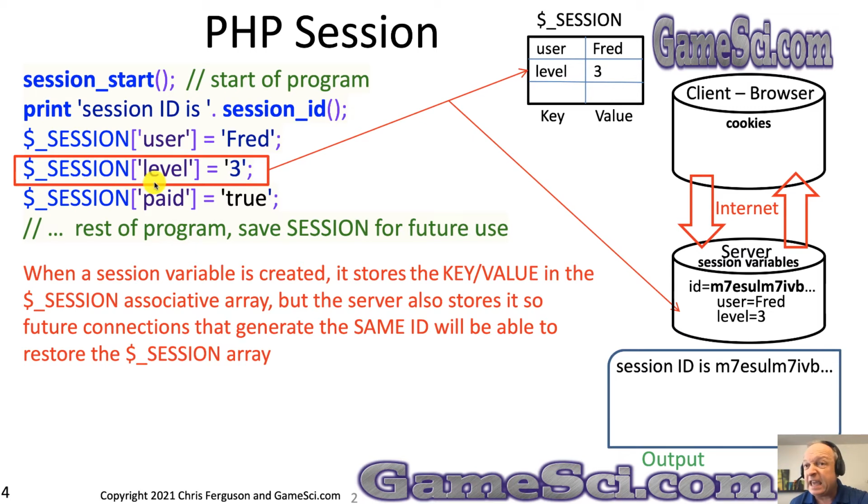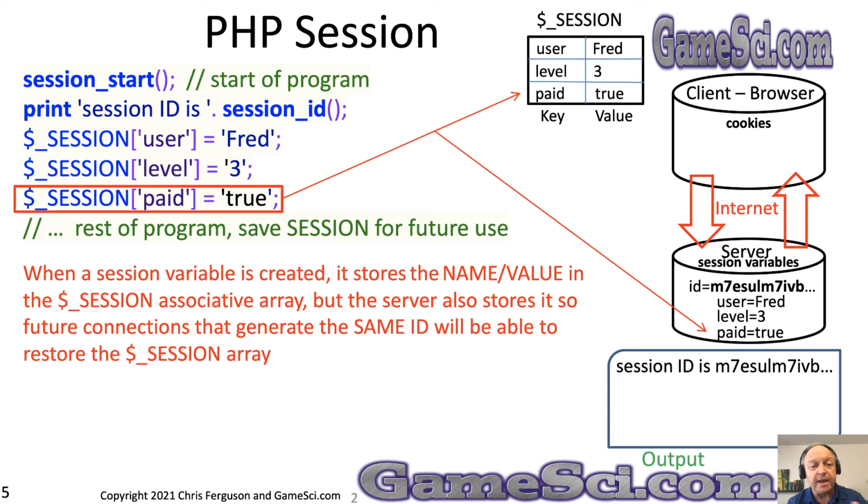$_SESSION, key of level, value of 3. When a session variable is created, it stores the key/value in the $_SESSION associative array. But the server also stores it, so on future connections that generate the same ID, we will be able to restore the $_SESSION array. It's stored both in $_SESSION and on the server underneath the ID for that session.